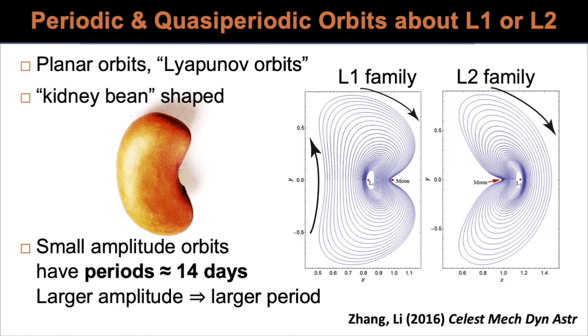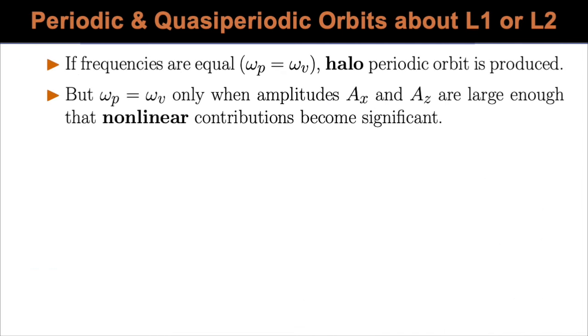The small amplitude orbits around L1 and L2 have periods of around half a sidereal month, so around 14 days. As you go to larger orbits, so larger amplitude, the period does increase. If the frequencies are equal, and this can only happen due to nonlinear effects, then you could have a halo periodic orbit. So that means you've got something closing back up both in the horizontal and vertical, rather than that Lissajous kind of muffler shape. So it happens when there's nonlinear contributions.